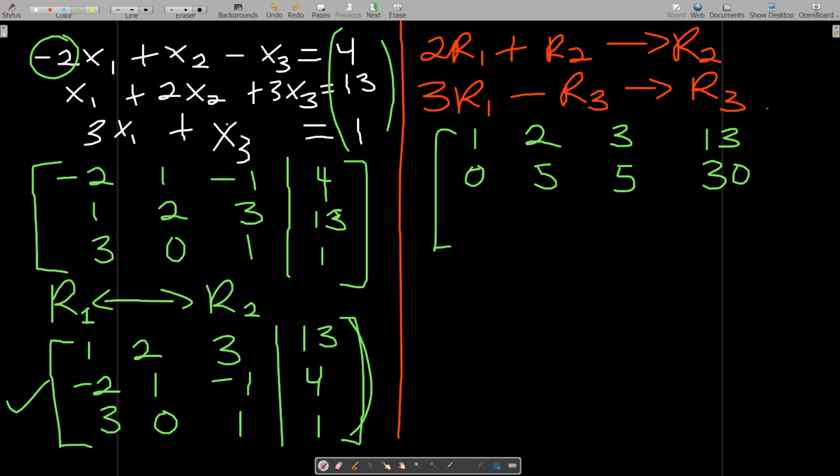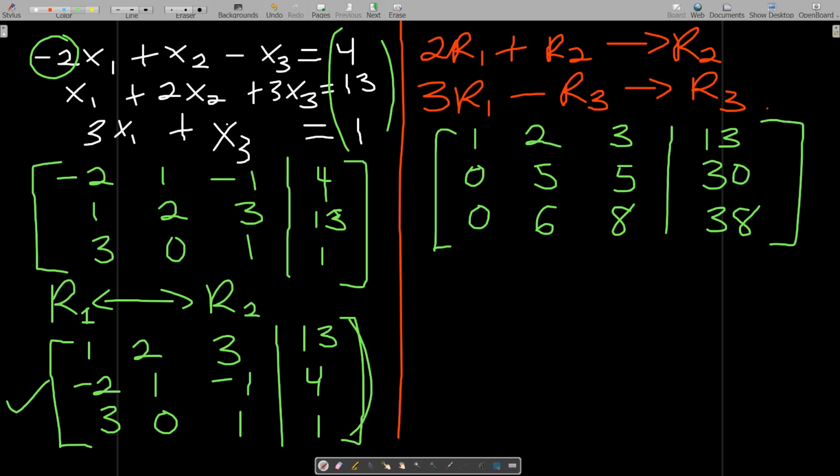Alright, so 3 times 1 minus 3 is what? 0. And 3 times 2 here minus 0, that is 6, minus 0, that is 6. 3, 3, 9 minus 1 is what? 8. Now 3 times 13. You pick your calculator and punch 3 times 13, that is 39. Then minus 1. So 39 minus 1 will give you 38.